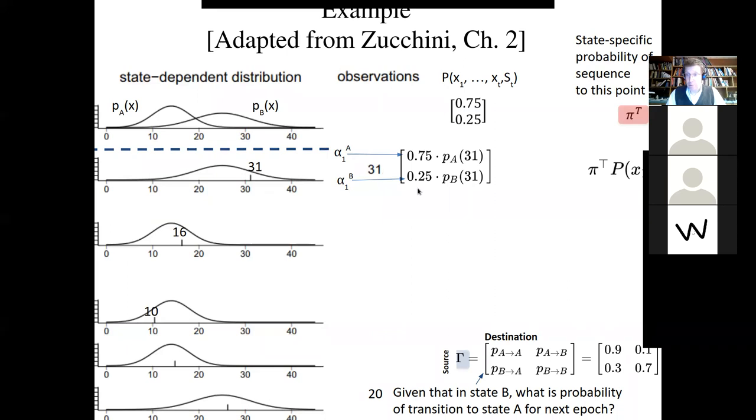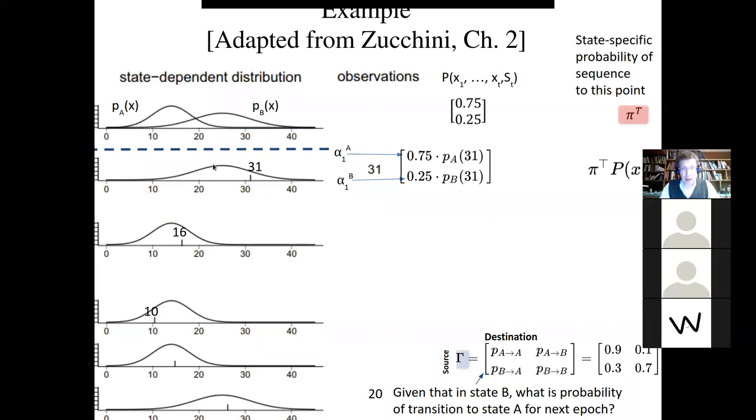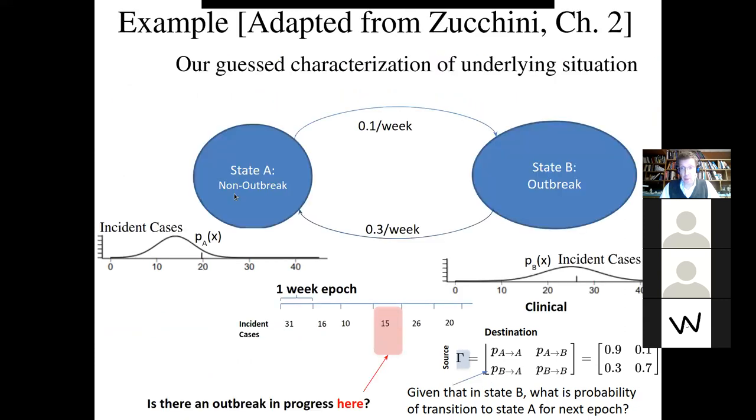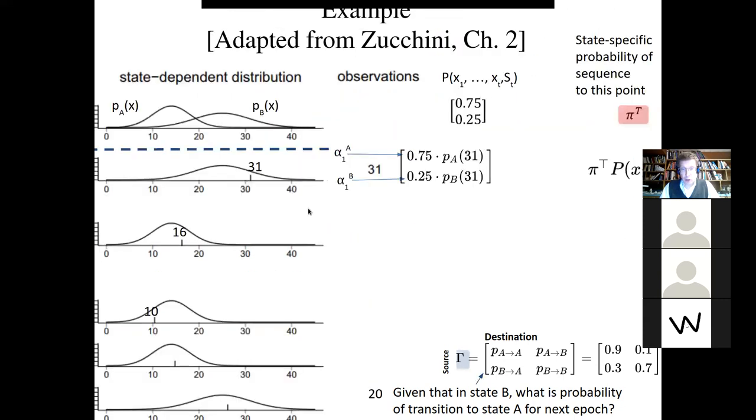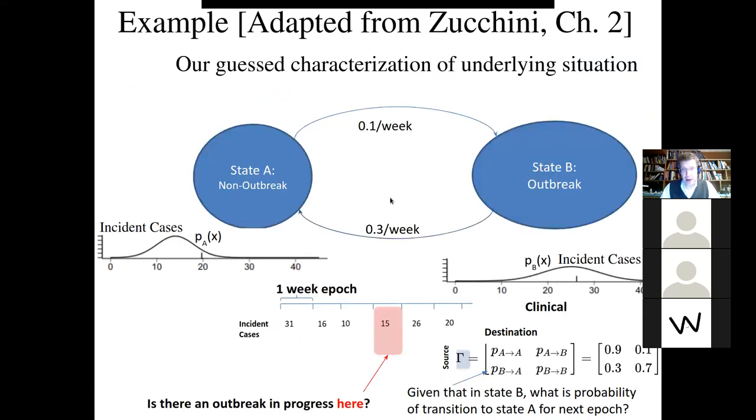We may have pinned down that we're very likely in an outbreak state right now, but over the course of a week, a lot can change. Maybe we're going to go back to a non-outbreak state. So we may have a very strong confidence we're in an outbreak state at this point, but if we want to know what's the case in the next week, we have to balance that with the fact we may change. So let's see how that occurs, right?